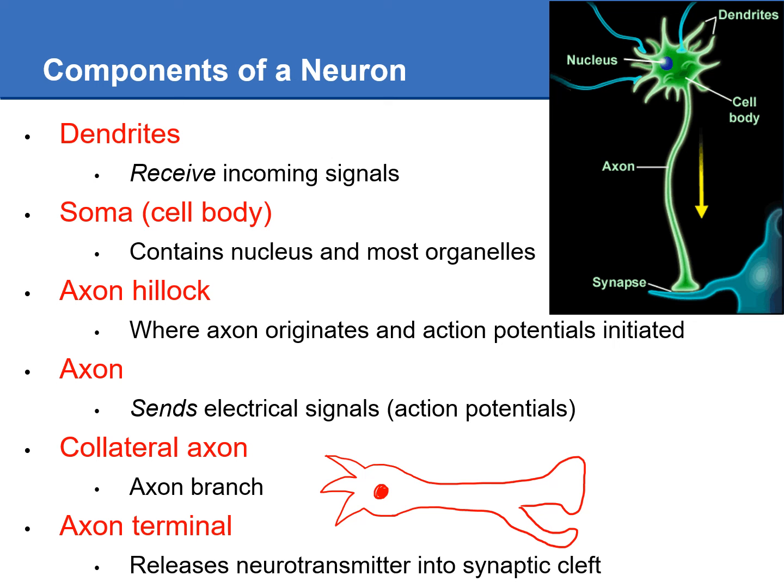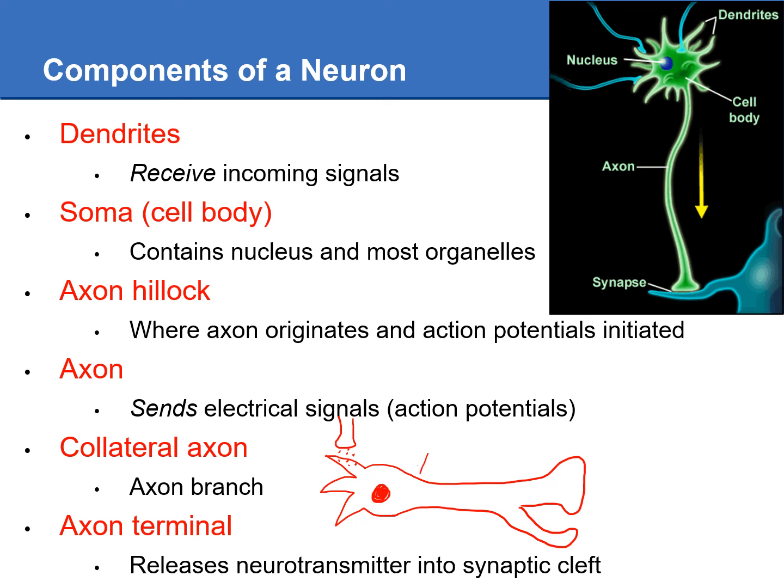The dendrites, dendrite means branch, and this is where we're going to be receiving the incoming signal. So a lot of times you're going to have a synapse here with another neuron, and neurotransmitter will be released here, and that's where you're going to be binding to the neurotransmitter and receive the signal from the previous neuron. So dendrites will receive the incoming signals. The soma, or the cell body, that is where the nucleus is located. Soma just means body, and also where the organelles of the neuron will be located.